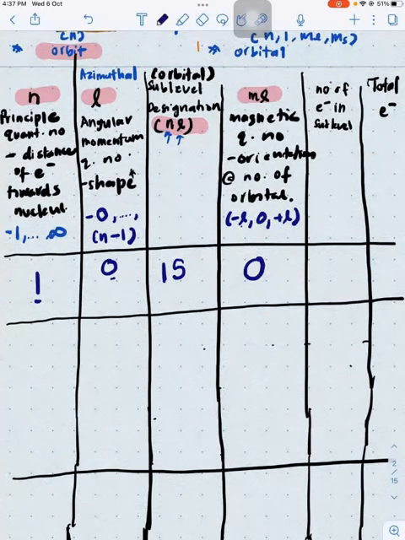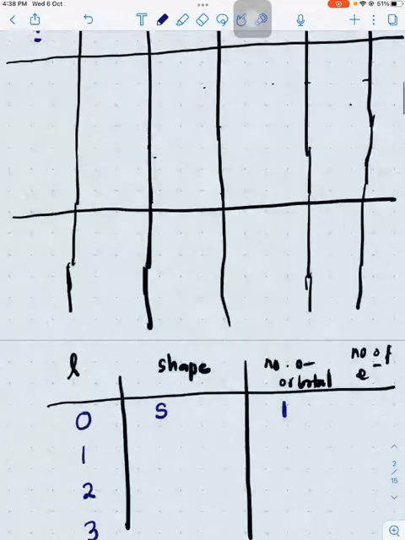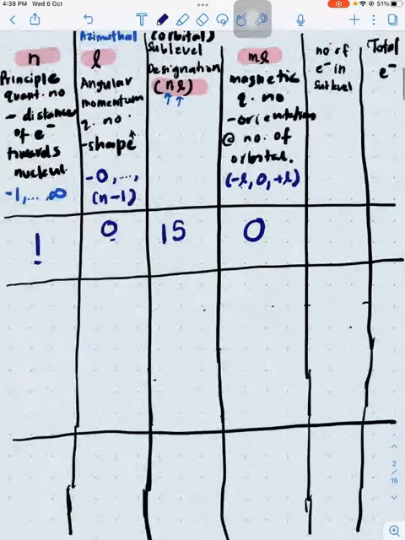Which is maknanya dia ada satu sahaja nilai ML. So bila dia ada satu sahaja nilai ML, maknanya S orbital kita ni ada satu je. Nanti lepas ni kita akan tengok lebih detail. Satu ni apa maksud dia. Okay, so now let's try another level. Okay, by the way, for information, tak apa, yang dua kolom ni kita sambung sekejap lagi. Kita selesaikan yang nombor dulu.